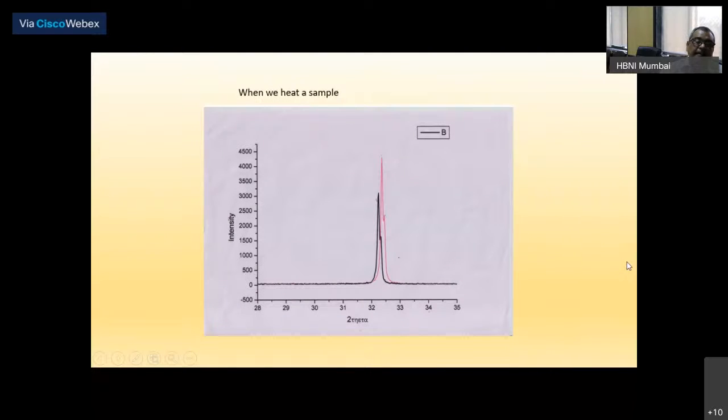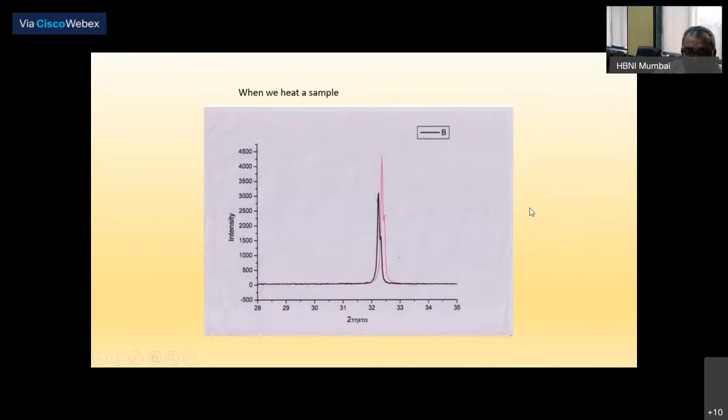I myself did this experiment. Actually, one of my colleagues did this experiment. He is also possibly attending this lecture. It was silicon powder. This experimental data explains many things. Silicon data, we heated it up to 50 degrees centigrade, and we took the data once again. This is the room temperature data. This is the high temperature data.